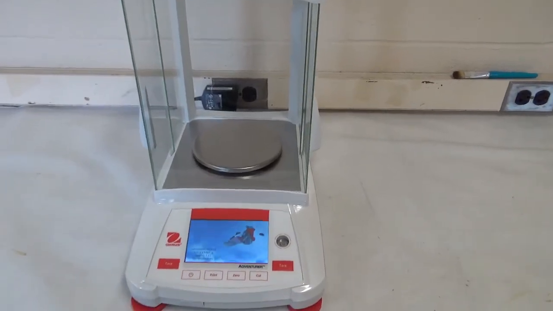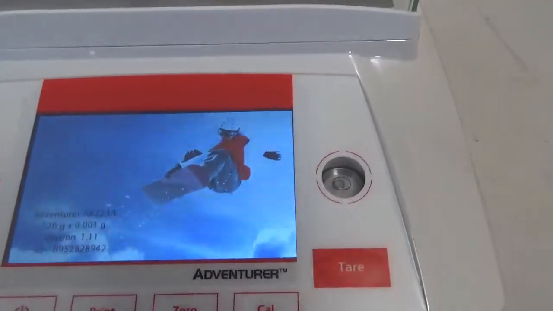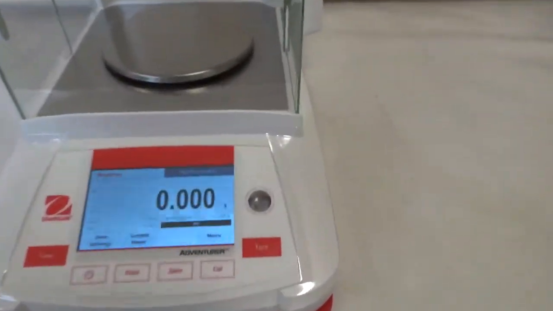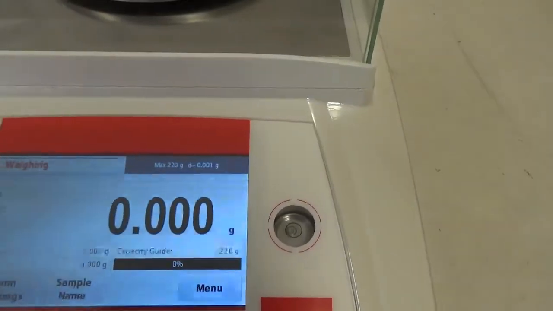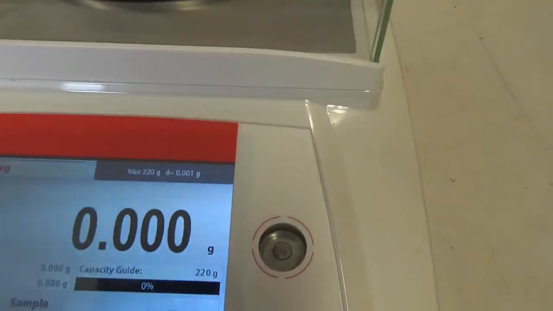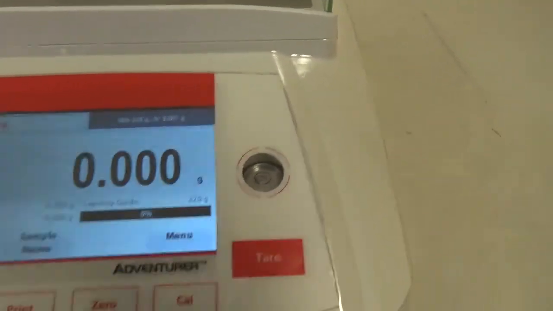So you turn it on. Oh, okay, it gives some kind of crazy picture now. And it gives you, oh, I'm sorry. These new balances go to three decimal places. That's okay. We have some older balances that go to four, so we just have to adapt to that. My bad.